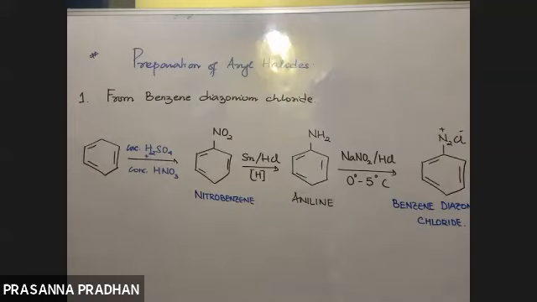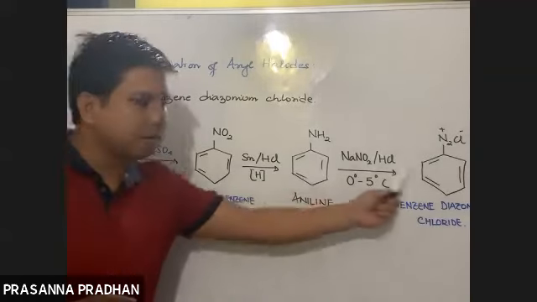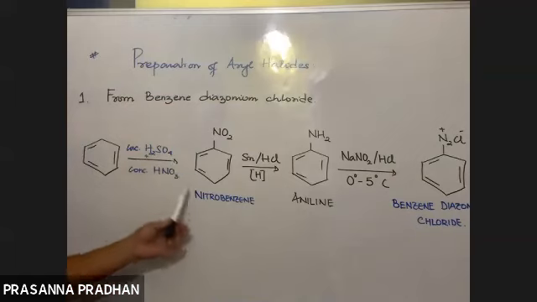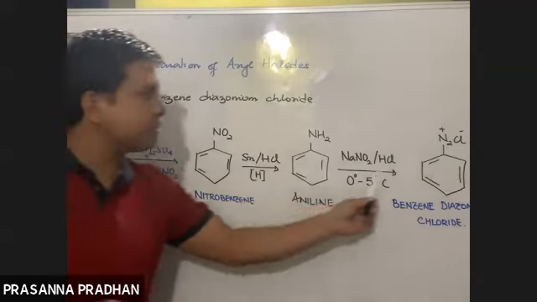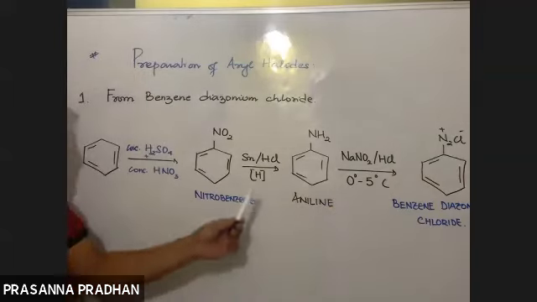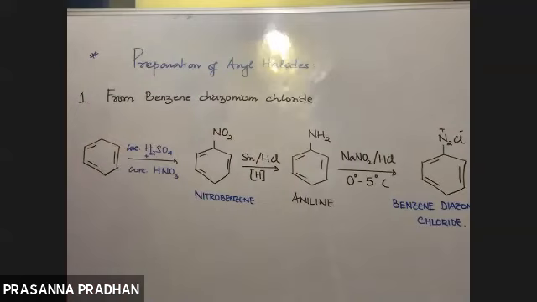So from where can you prepare benzene diazonium chloride? Right, starting from benzene. So benzene to benzene diazonium chloride, you are going to follow this route, 3 steps. Or starting from nitrobenzene to benzene diazonium chloride, you are going to follow these 2 steps. Or starting from aniline, aniline to benzene diazonium chloride, this is the step.